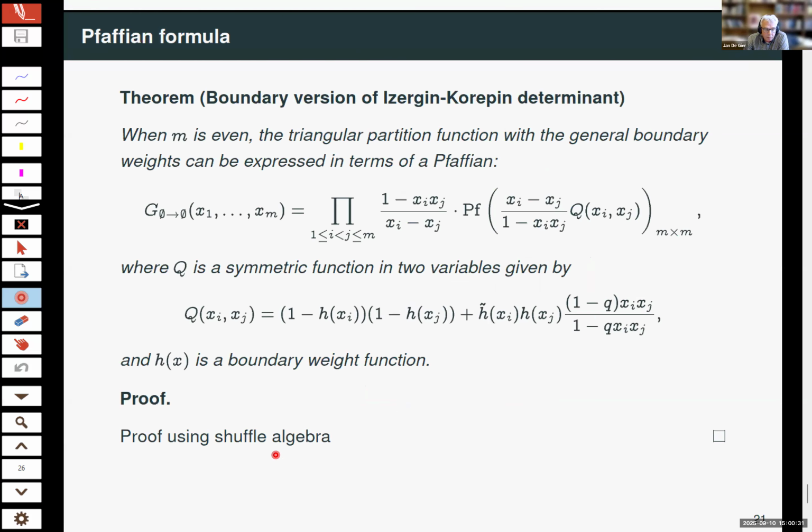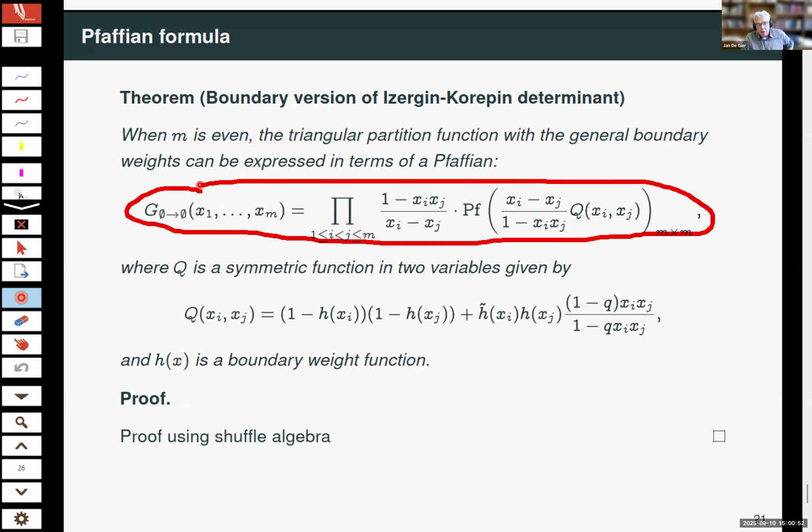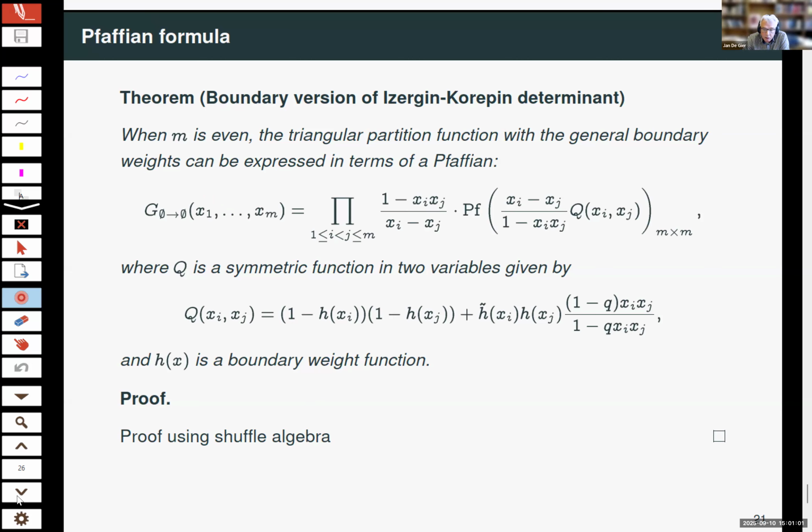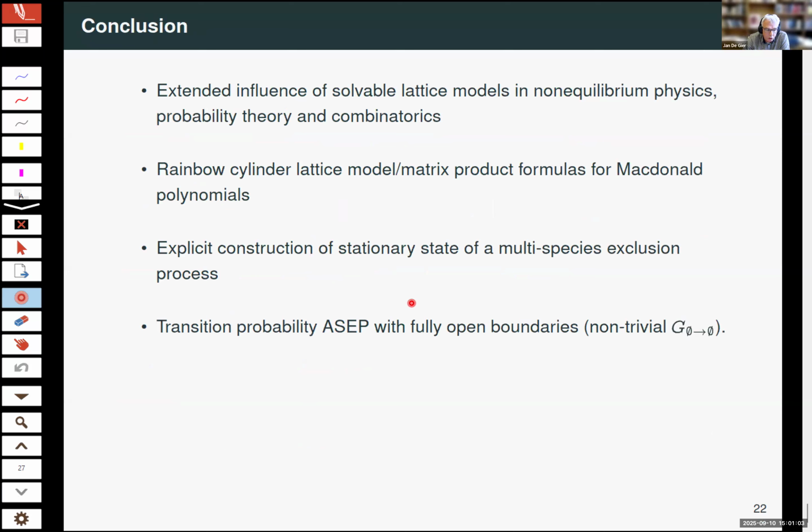So this triangular partition function is like the boundary version of the famous Izergin-Korepin determinant, and you can derive recursion relations for it, which can be solved using the shuffle algebra. So there's an elegant way of doing that, and it turns out to become this Pfaffian expression. So this sort of generalizes the Izergin-Korepin determinant when you have a boundary. Okay, so I think I should stop here.